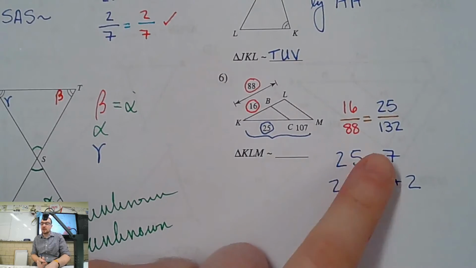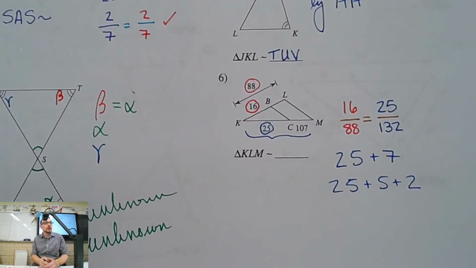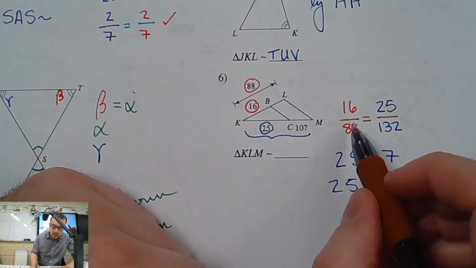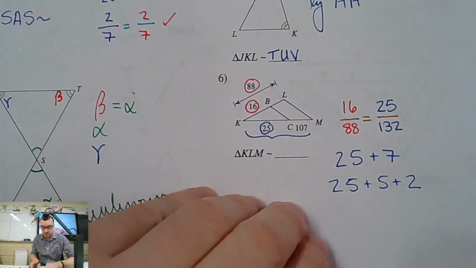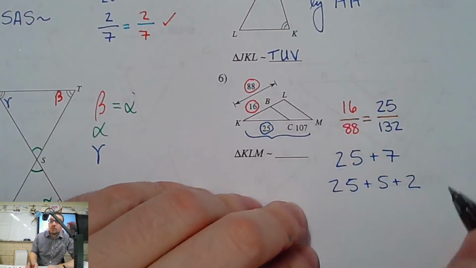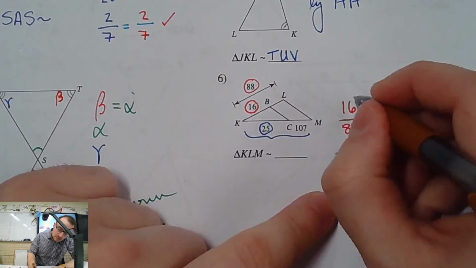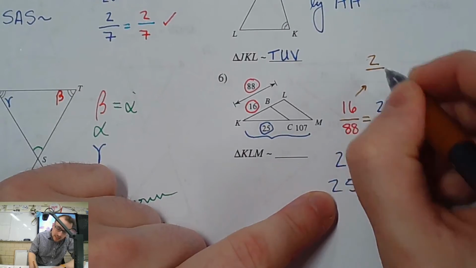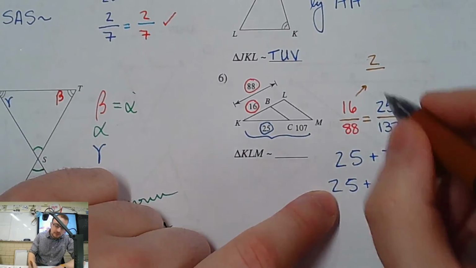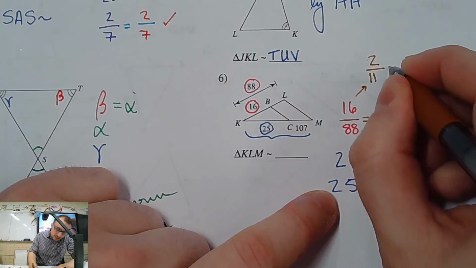So now the question is, are these proportional? Are they equal, right? So we got to mess with them. Let's go with the one I know. 16 over 88. What does that reduce to? What can we do to reduce that? We divide by 8 for both. Yeah, that's true. So what does that become? 16 divided by 8 is? And 88 divided by 8 is? 11, right? I love 11s.